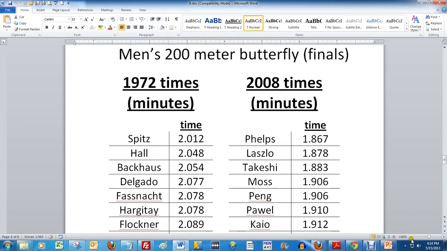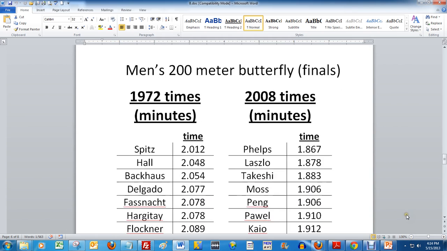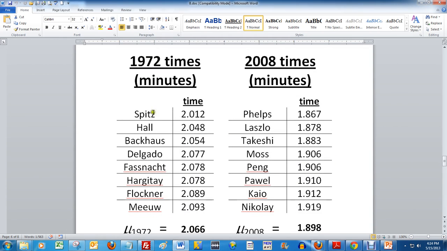Okay, so I've got on the left Mark Spitz's times from '72 and where he fell in the distribution. He had a time of 2.12 minutes. Phelps had a time of 1.867 minutes. So you say to yourself, well, clearly Phelps is a more impressive butterflyer, because he had maybe 1 to 2/10 of a minute advantage over Spitz. That's an eternity in a sprint speed like the 200 butterfly.